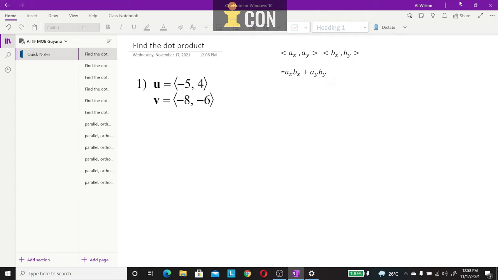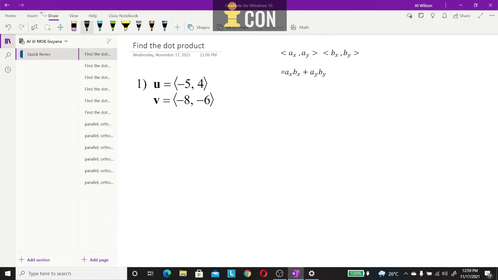And in this area here, what I actually have is simply an outline of exactly what we'll be doing. So given a sub x, a sub y and b sub x, b sub y, in order to solve for the dot product, what we'll be doing is simply having a sub x times b sub x, and we're adding that to a sub y times b sub y.